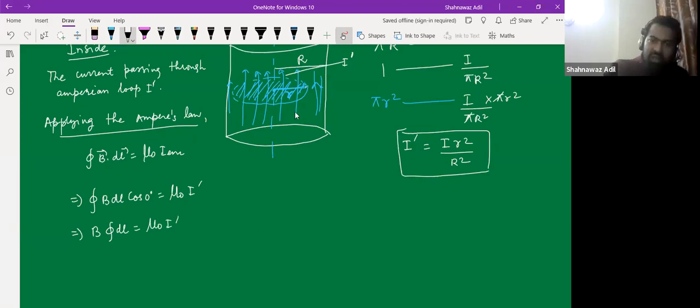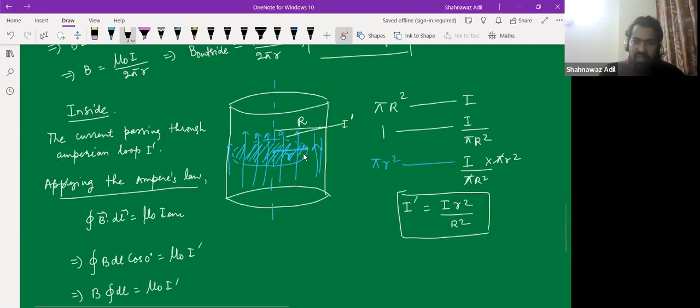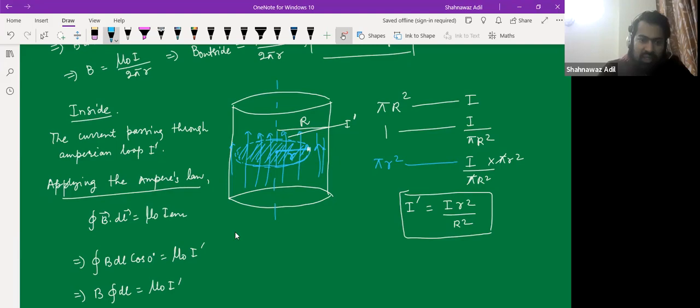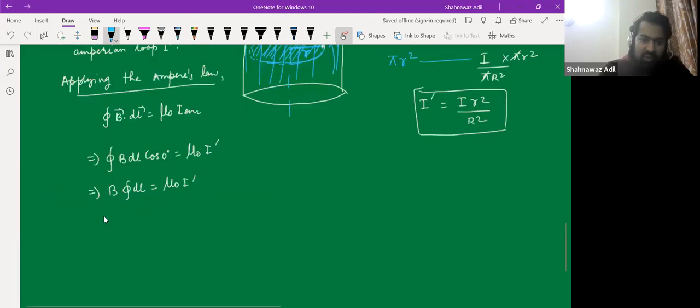Can you tell me again what would be this dl integral? If I integrate dl over the whole closed loop, what is this total length? Again that is 2 pi r, right? Yes, sir, the circumference of the circle.